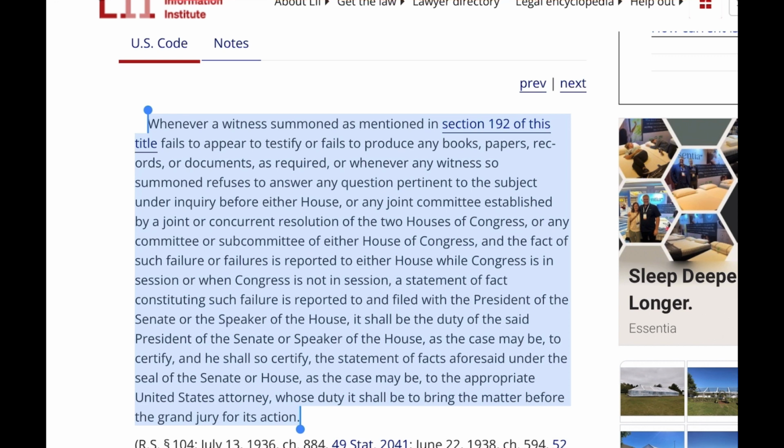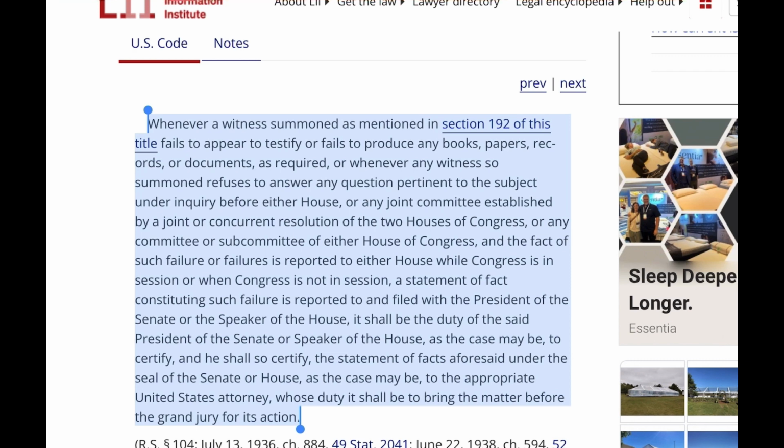committee established by a joint or concurrent resolution of the 2 houses of Congress, or any committee or subcommittee of either House of Congress, and the fact of such failure or failures is reported to either House while Congress is in session or when Congress is not in session, a statement of fact constituting such failure is reported to and filed with the President of the Senate or the Speaker of the House.